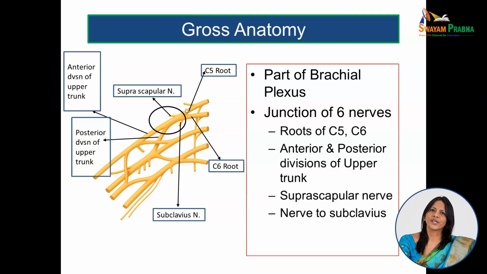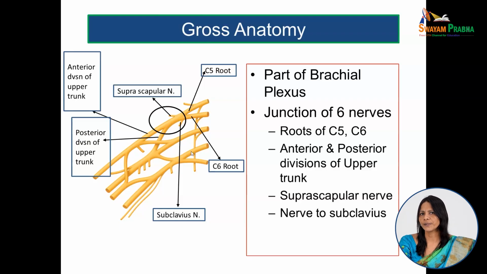It is the ventral primary rami of the 5th cervical spinal nerve, the ventral primary rami of the 6th cervical spinal nerve, the upper trunk with its branches, the suprascapular nerve, the nerve to subclavius, and the anterior and the posterior divisions of the upper trunk.